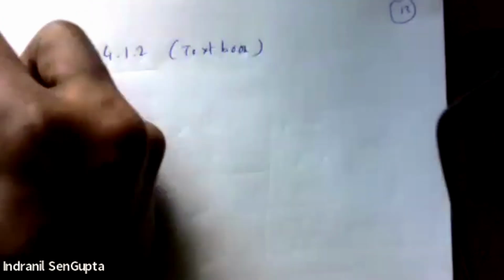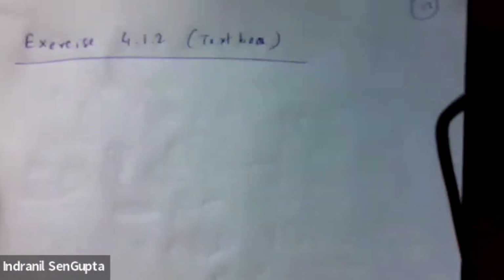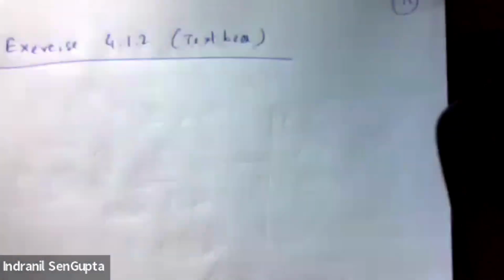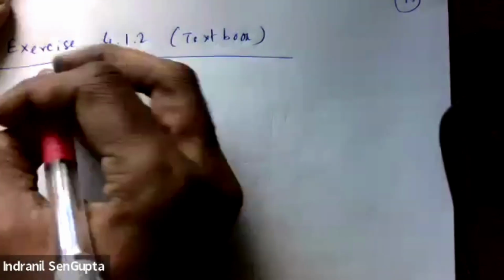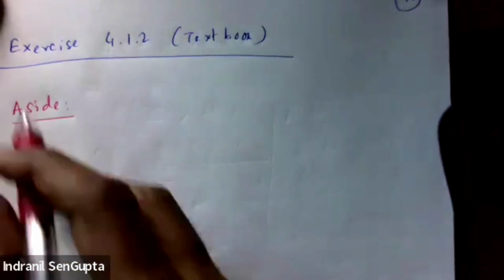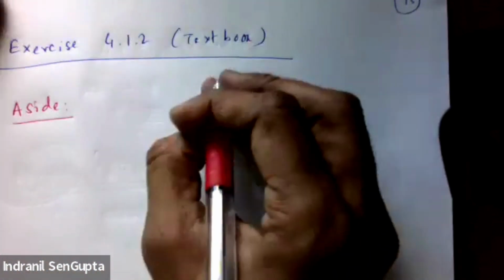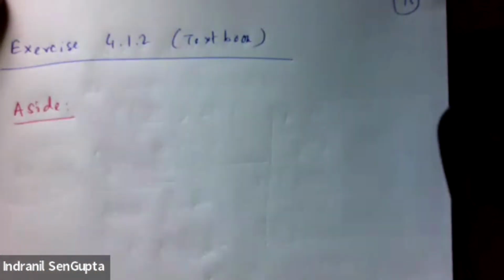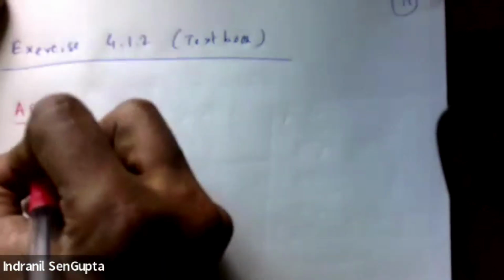All right, so I want to solve one more problem. So this problem is exercise 4.1.2 from the textbook. But before doing this problem, this is an aside. It's a big aside for this one. I should not have written this before. It's the estimation for the binomial distribution. So it goes like this.